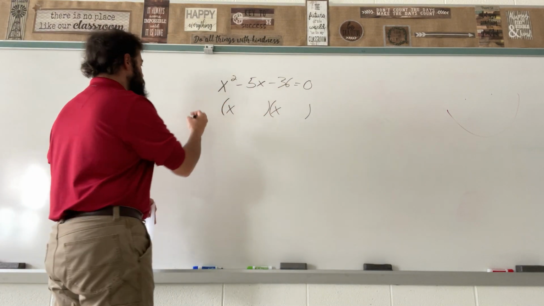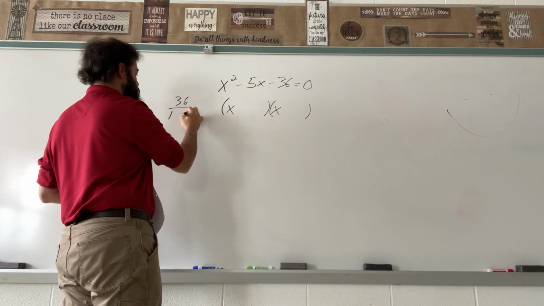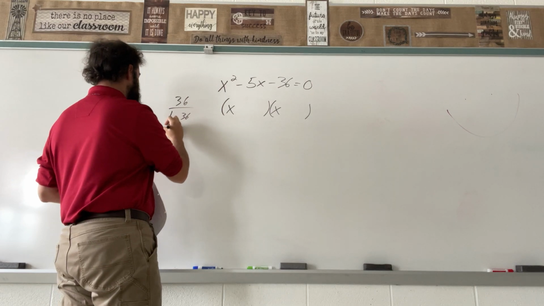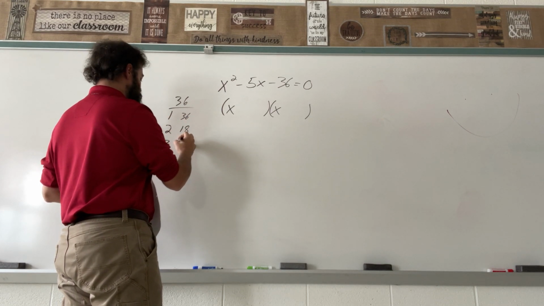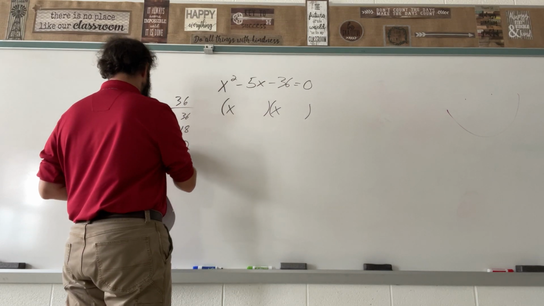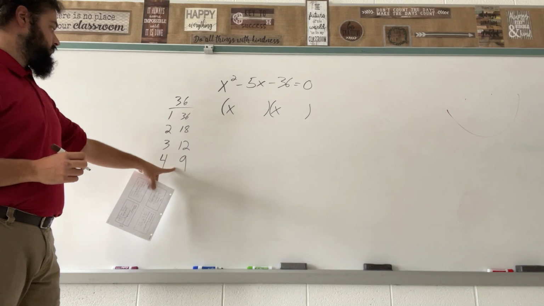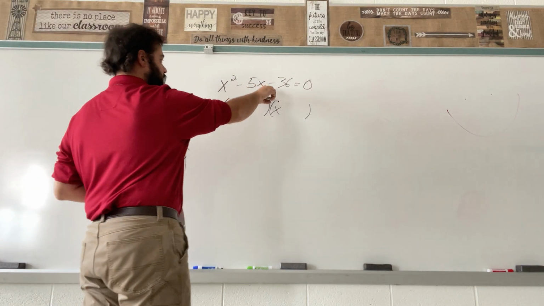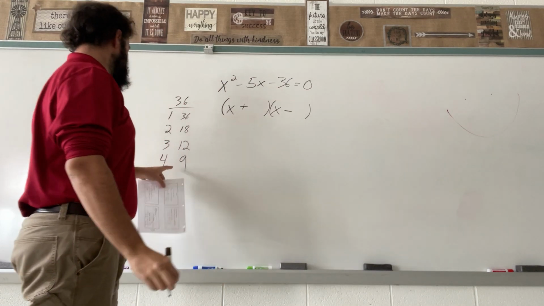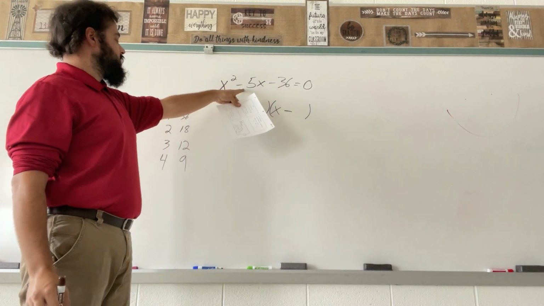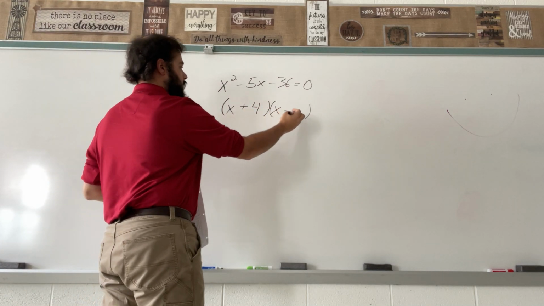So you think about your factors of 36. You've got 1 and 36. Well, there's not a difference of 5 there. You do 2 and 18. You could do 3 and 12. You could do 4 and 9. Well, there's a difference of 5. Being that this number is negative, you have to have a plus here and a negative here. We've got a difference of negative 5 between them, so it's probably going to be plus 4 and negative 9.